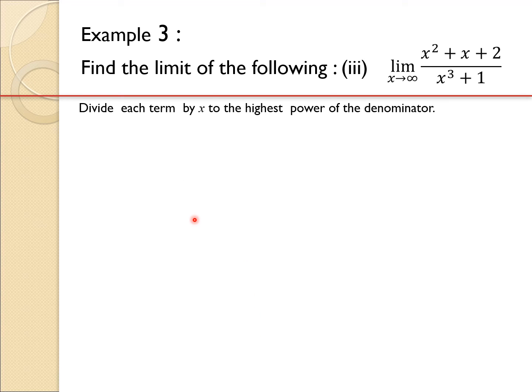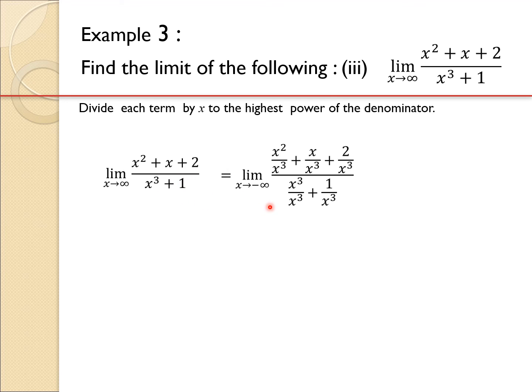Okay, number 3, limit x approaches infinity for x squared plus x plus 2 over x cubed plus 1. So the highest power of the denominator is x cubed, so you divide all terms by x cubed, and then you simplify.